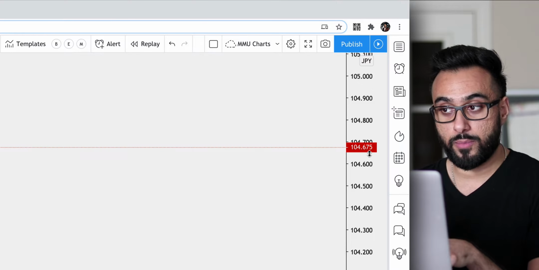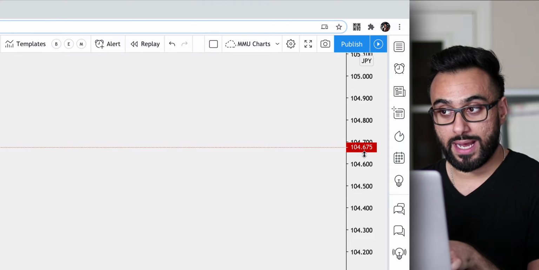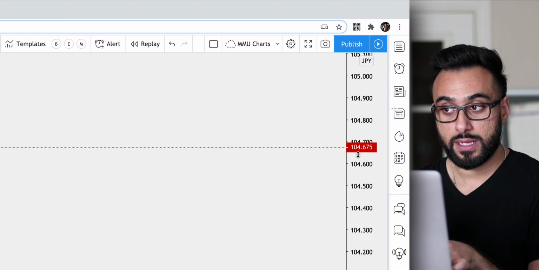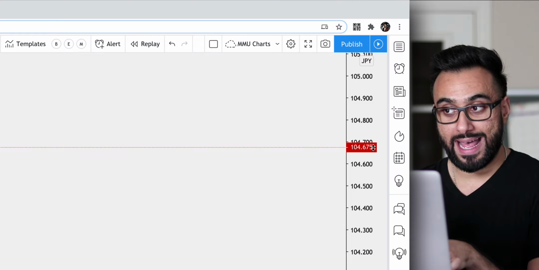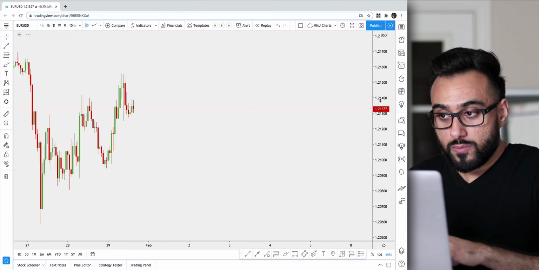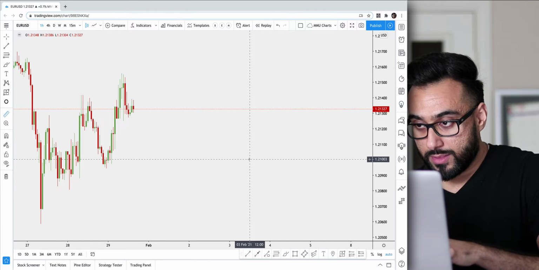So if you take a look at this number here, if this price goes down by 7 pips, the new price would be 104.60. And if this price goes down by 10 pips, this would be 104.57. And if this price goes up by, let's say, 20 pips, this would be 104.87. You want to ignore that last decimal place. So just to give you an example, Euro USD, I'm going to take this little measuring tool and show you. I'm going to line this up with 1.2100.